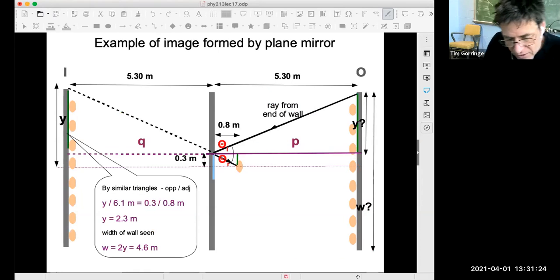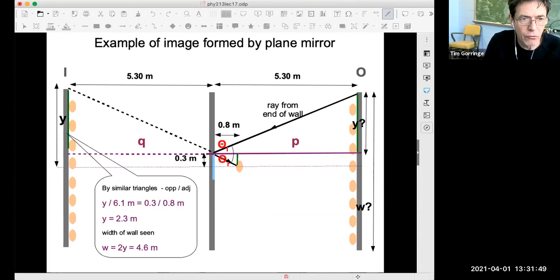Okay, so this is me solving the problem now. Solving the problem really in two steps. Firstly, I use my understanding of planar mirrors to reconstruct the image of the object, i.e. the object is the choir, and I'm making the image of the choir in the mirror.